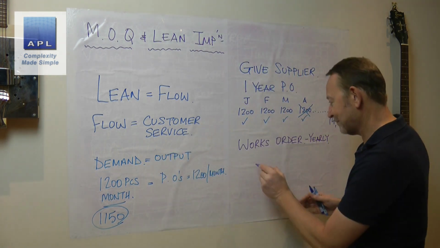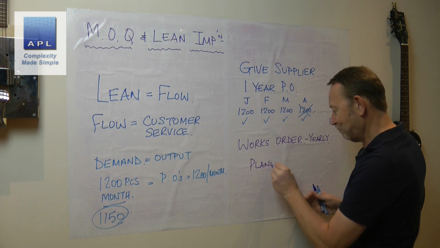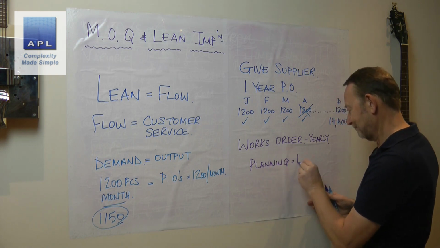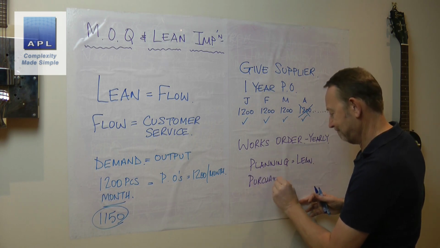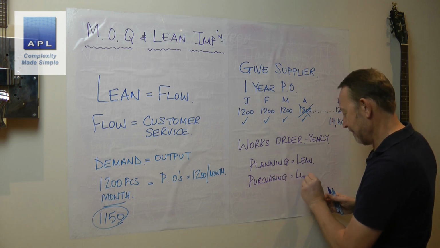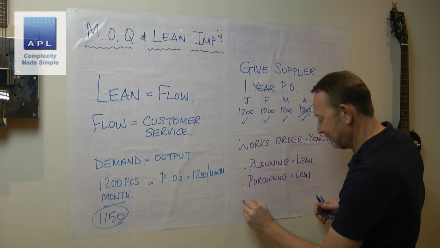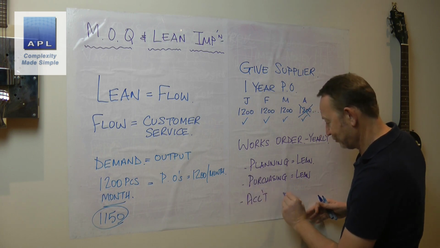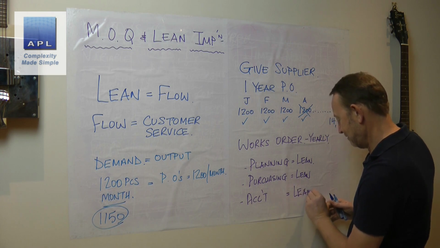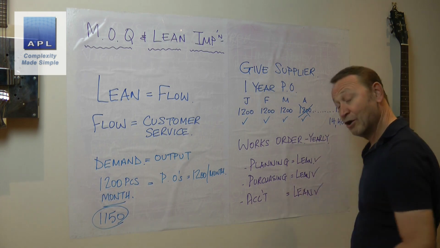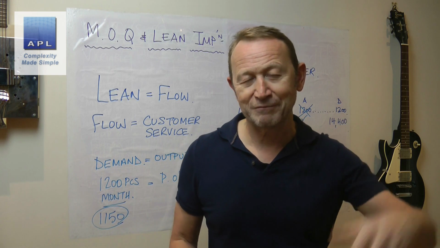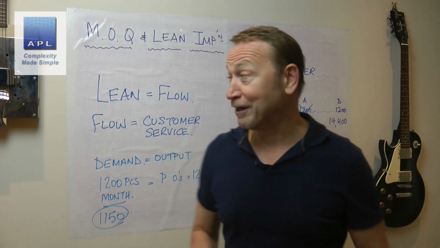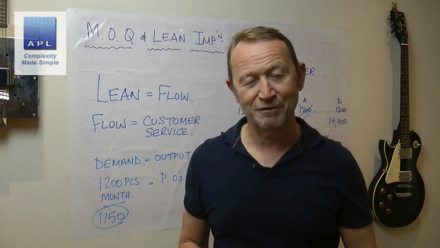If you do that, planning is lean, purchasing is lean, accounts is lean. Or you could carry on what you're doing and having loads of people wastefully checking millions of flipping transactions off every year. That is how to be lean with the minimum order quantity.